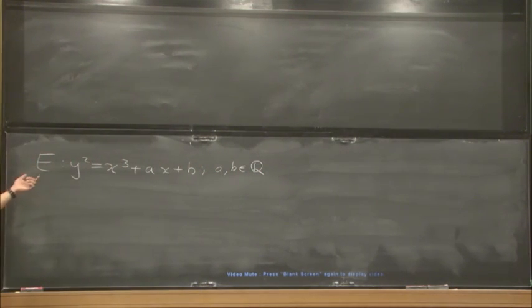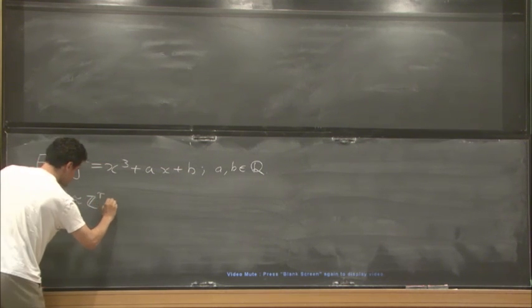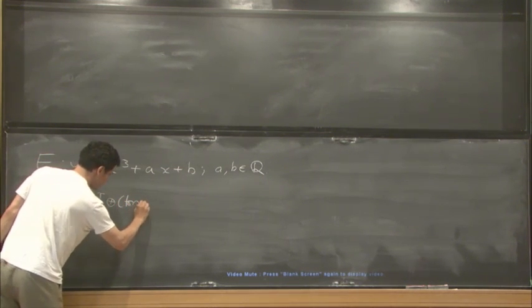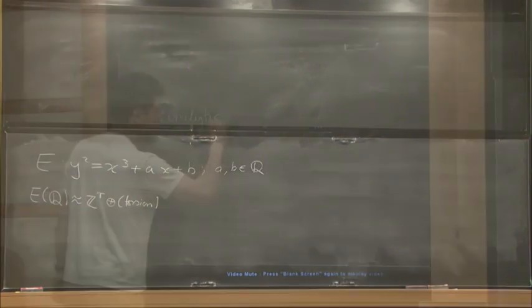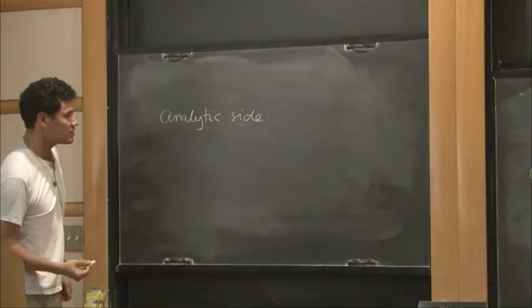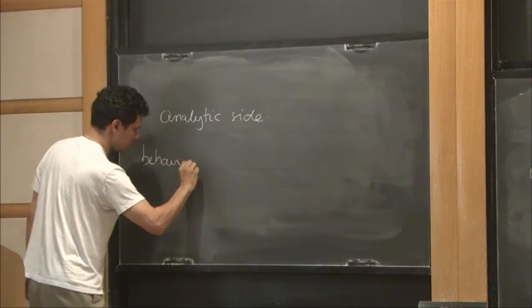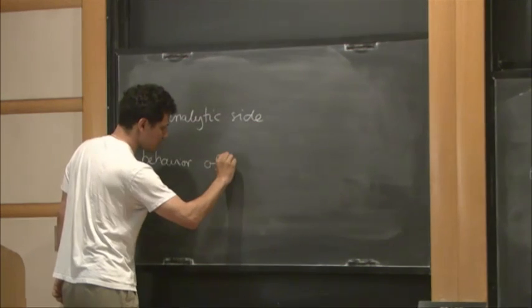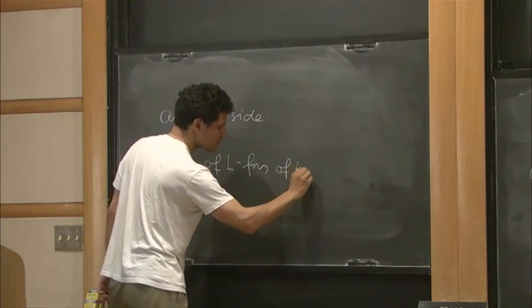And associated to this elliptic curve, and more with its rational points, one can associate various invariants on the analytic side and on the algebraic side. So for example, on the analytic side, one is interested in the behavior of its L function, or L functions of E, p-adic or complex.